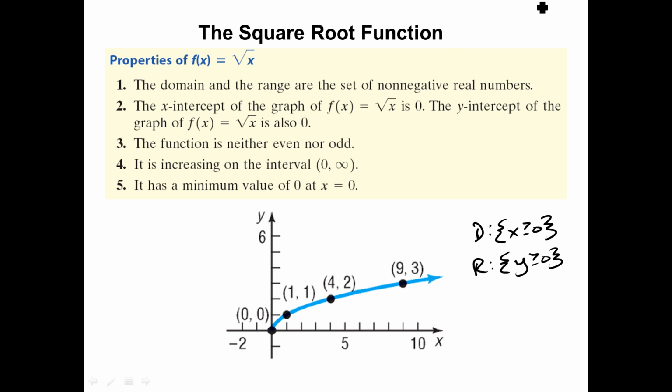Alright, so the x-intercept and the y-intercept are both at 0 right here, and the function's neither even nor odd. It's only existing in the first quadrant, and we're increasing from 0 to infinity. We do have a minimum of 0 at x equals 0. So that's our first one, square root function.